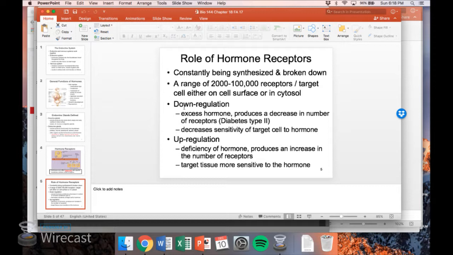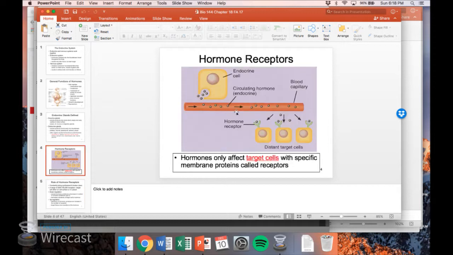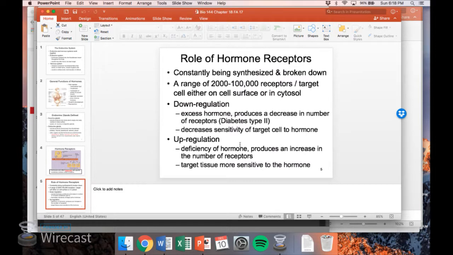If we have an excess of hormone, we basically have too much hormone being produced, and we're overstimulating the target cells. If we're overstimulating the target cells, the target cells are going to respond by reducing the number of receptors that they have, so that they're still getting the correct amount of a message. But what this results in is that if the hormone then drops down from excessive levels, the cell is no longer as sensitive.